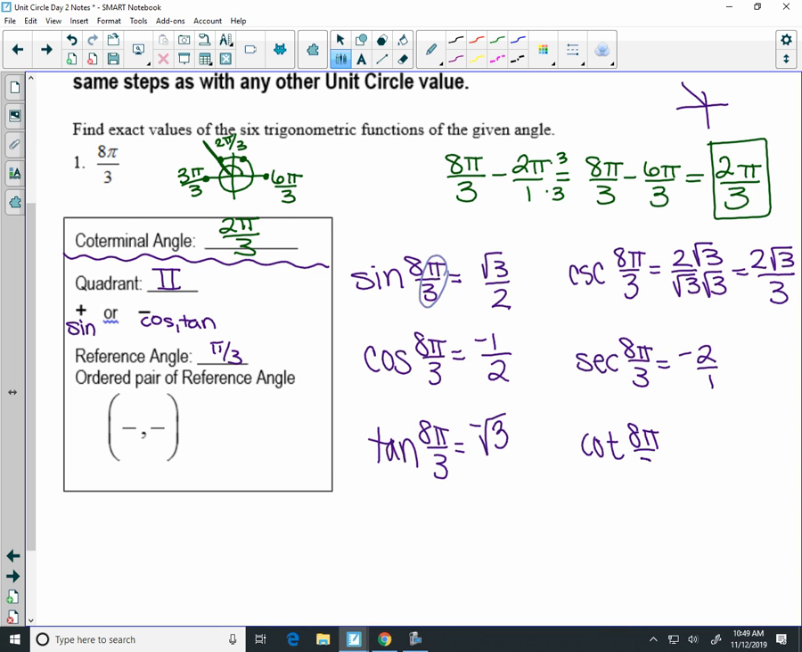And cotangent of 8 pi over 3. When I flip, what do I get when I flip negative radical 3? Awesome. Negative square root of 3 over 3, once I rationalize.